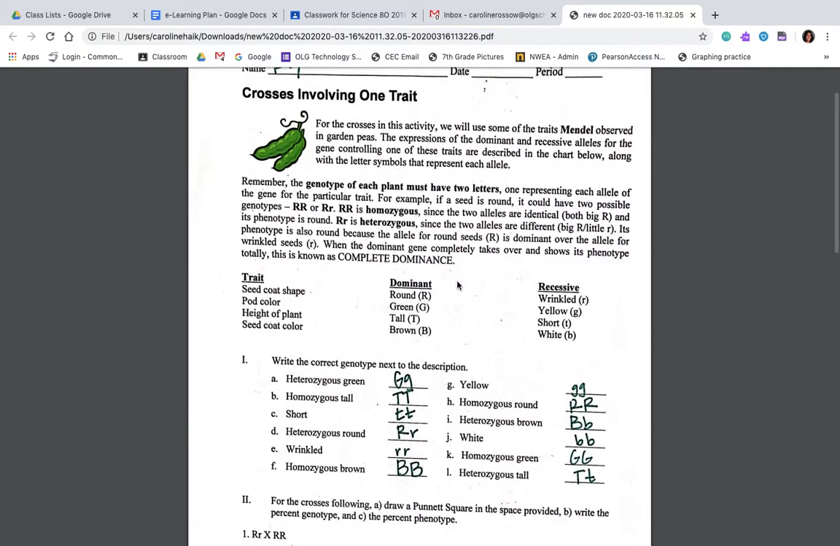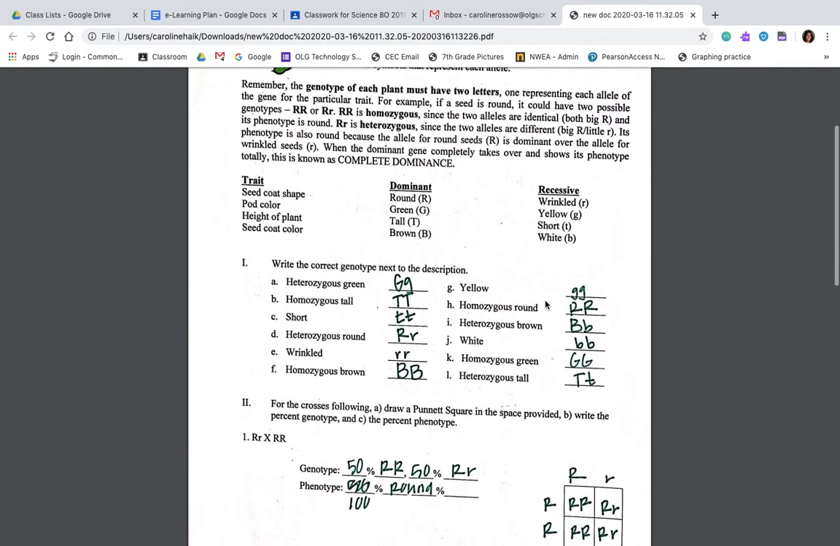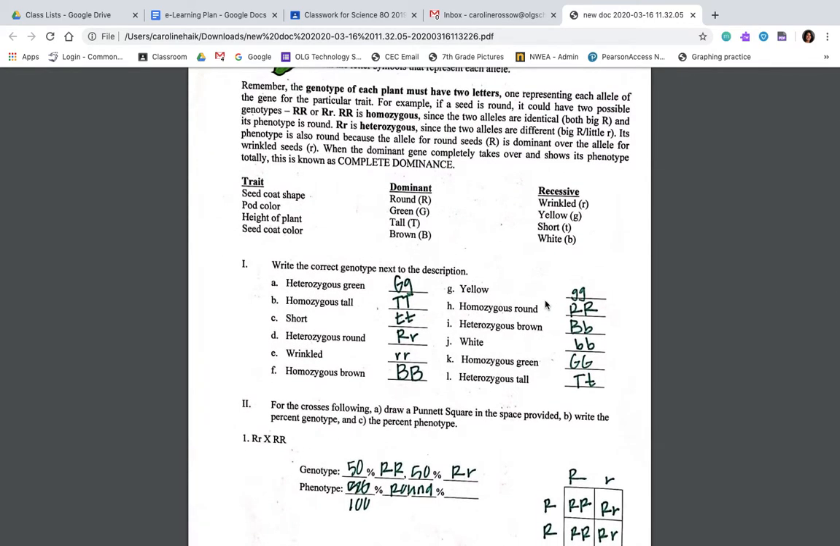So this is crosses involving one trait. So it's either going to be dominant or recessive. In this first section, it asks you to write the correct genotype next to the description. From last week, we know that the genotypes are the letters or the alleles. So anytime you see the word heterozygous, you know that that's going to be a capital and a lowercase. In this case, it's heterozygous green. So you look at pod color, green, and they use the letter G, so it's going to be capital lowercase.